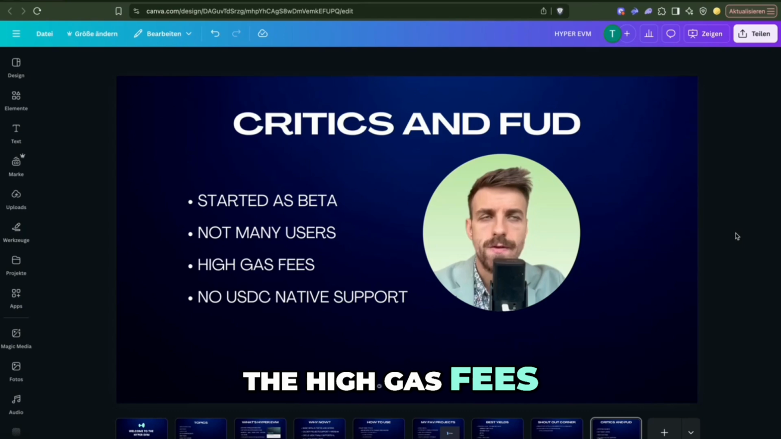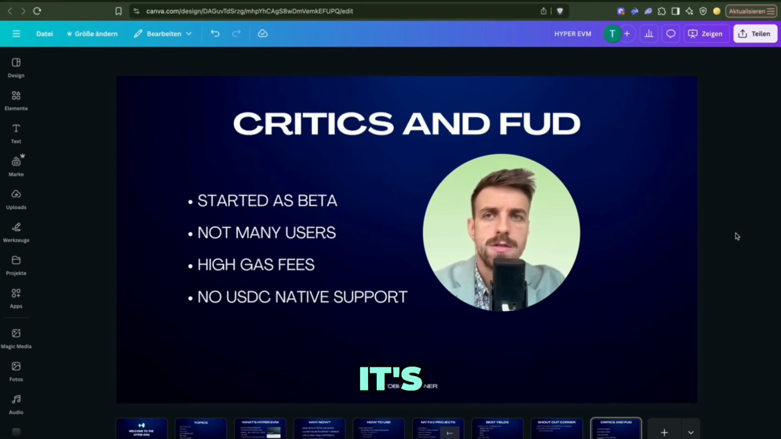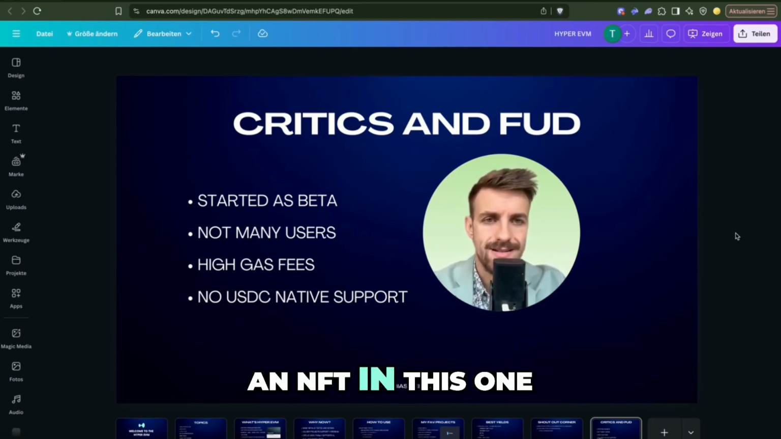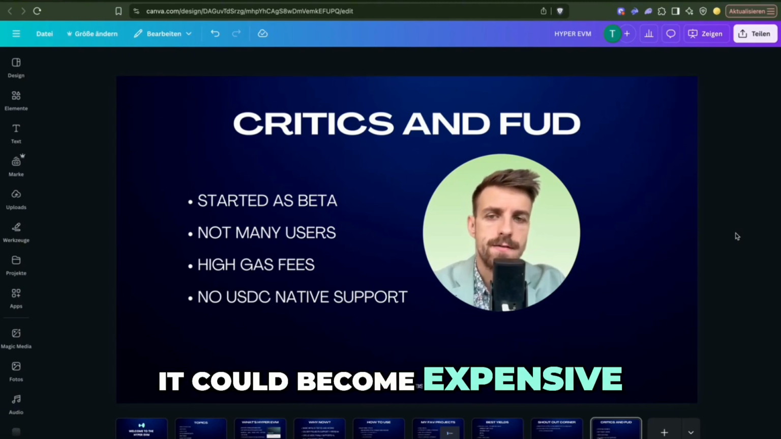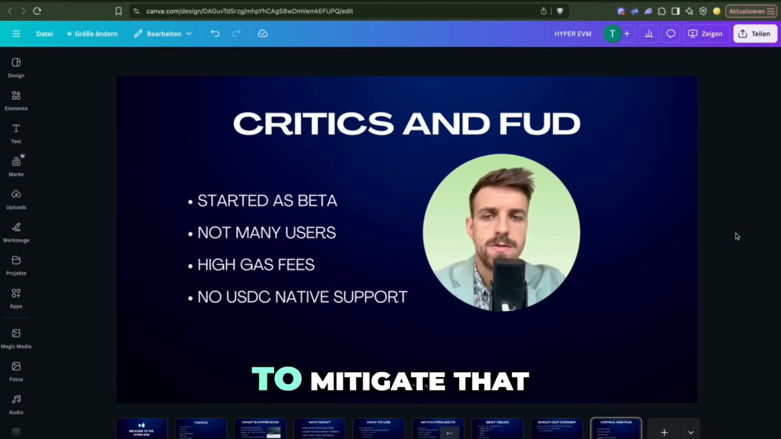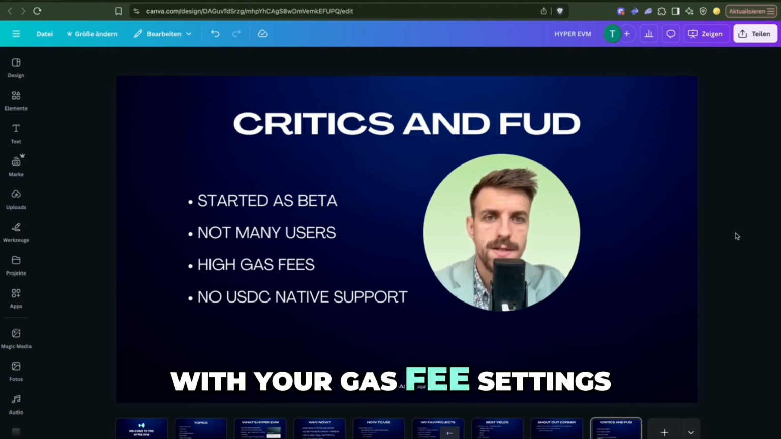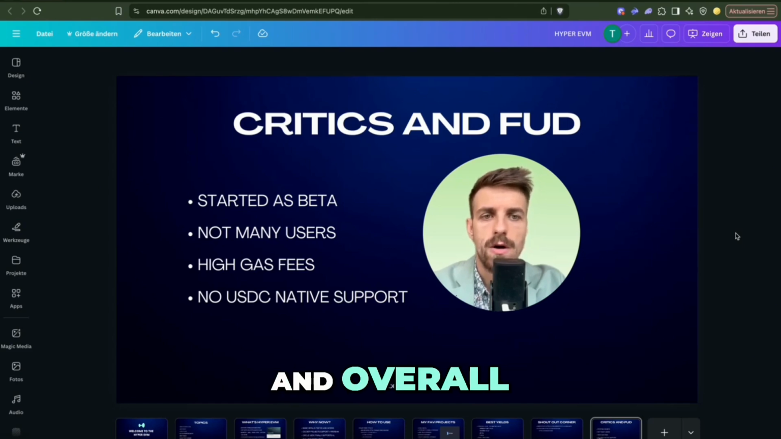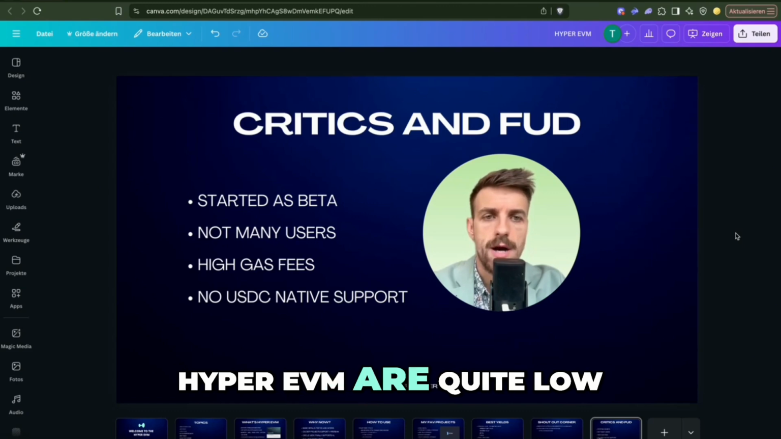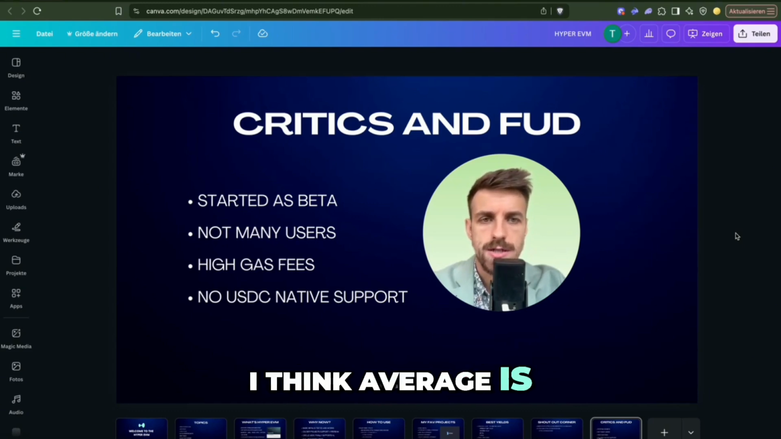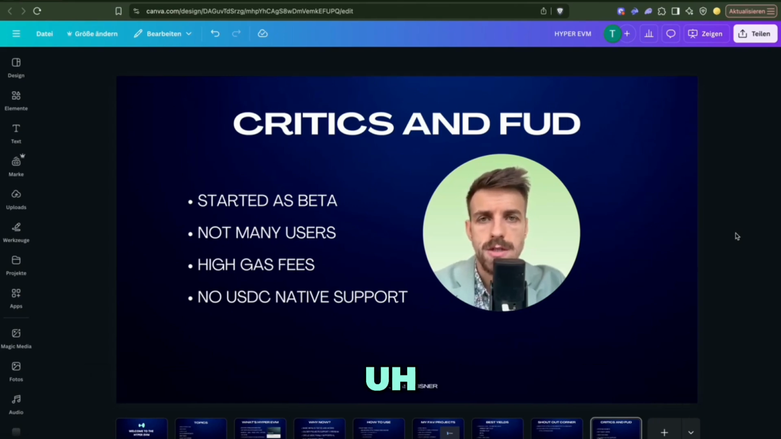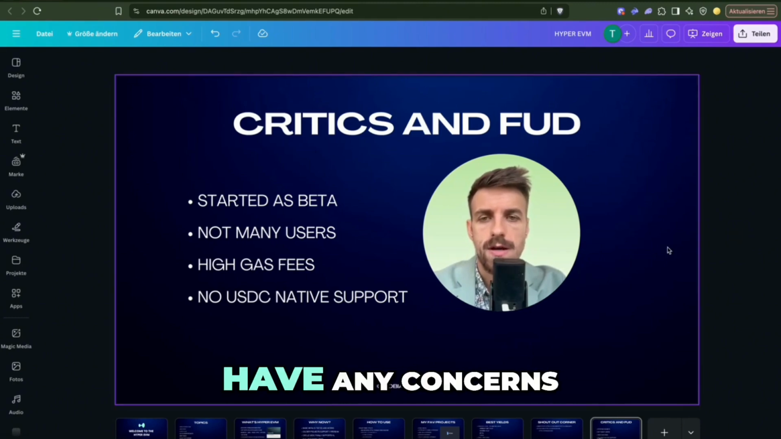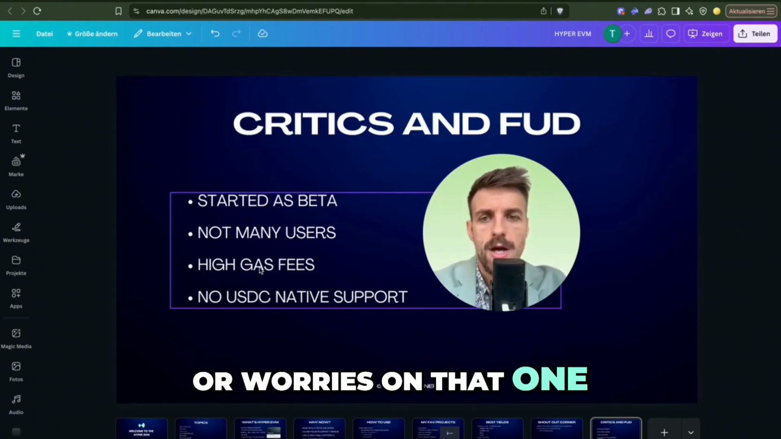So another criticism was the high gas fees. This is not really an issue. It's just if there's a lot of FOMO going on, and like if you want to mint an NFT in this 1 hour of the day, it could become expensive. But there are many ways to mitigate that. So you can play with your gas fee settings, of course, and overall the gas fees on HyperEVM are quite low. I think average is like 4 cents per transaction or even below that. So yeah, I don't have any concerns or worries on that one.